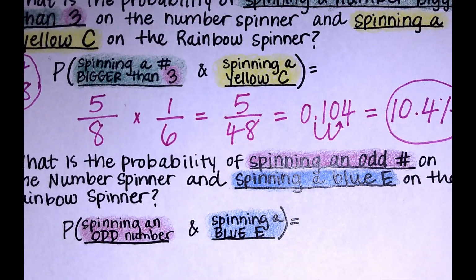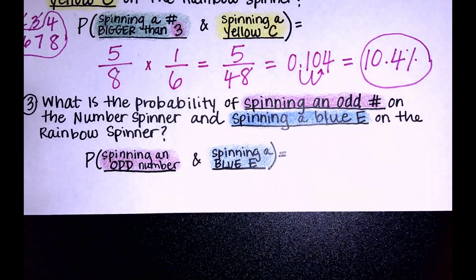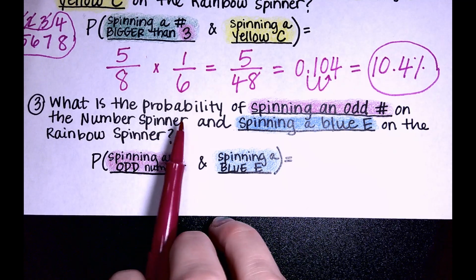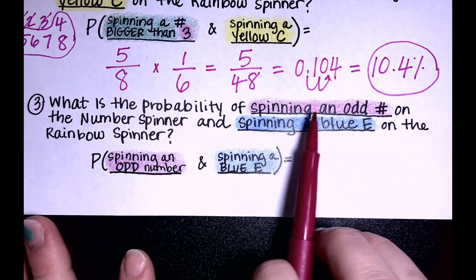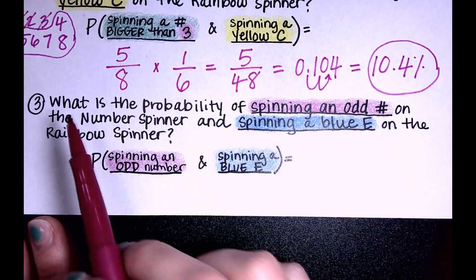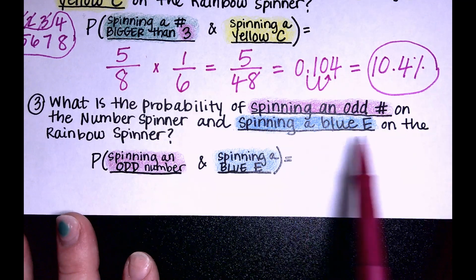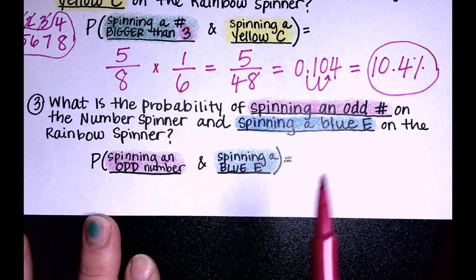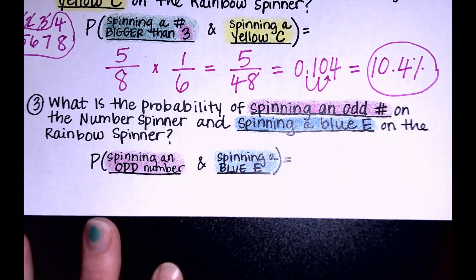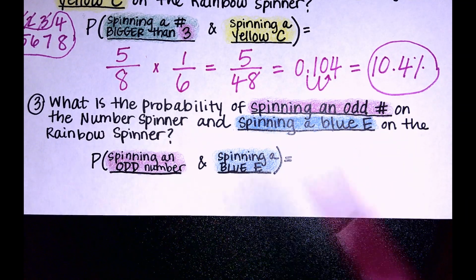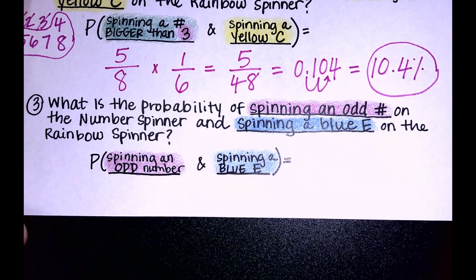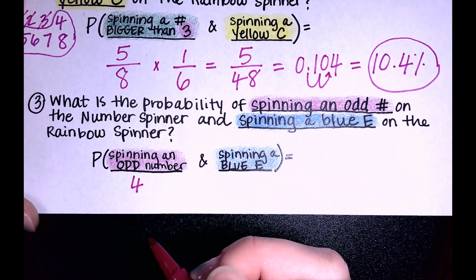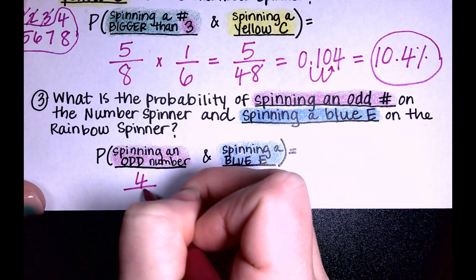Okay, let's look at number 3 now. So number 3 says, what is the probability of spinning an odd number on the number spinner and then spinning a blue E on the rainbow spinner? So what's the probability of spinning an odd number? 4 over 8. There's 4 odd numbers: 1, 3, 5, and 7.